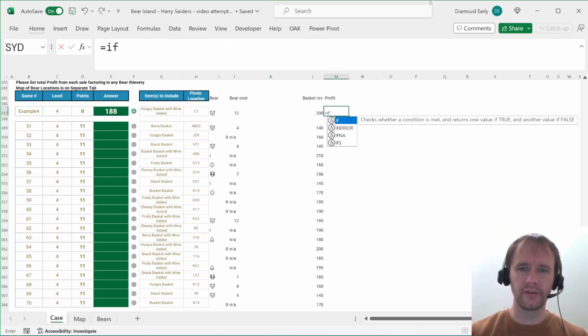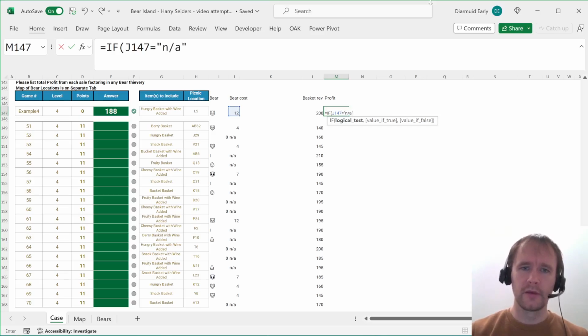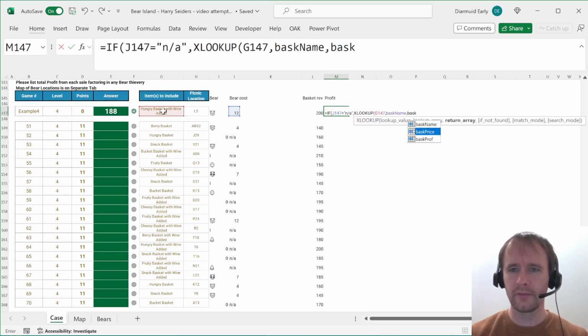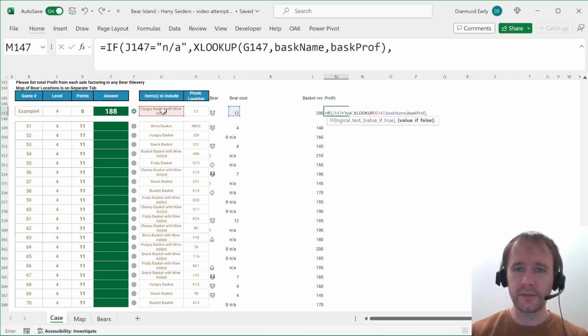So what I'm going to say is, if this bear cost is equal to NA, and that will happen if this does not match against the list of bear symbols, in other words, if there is no bear, then I just want the profit for this type of basket with no bear. So that's going to be XLOOKUP this in basket name, returning from basket profit. But if there is a bear, then it's the revenues of the basket minus the cost of the bear treat.